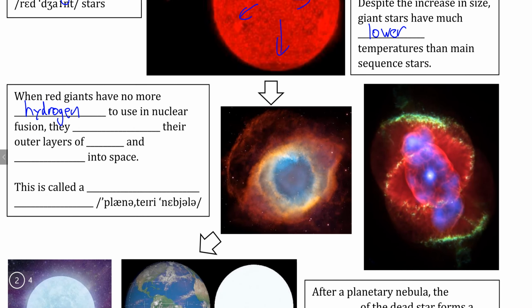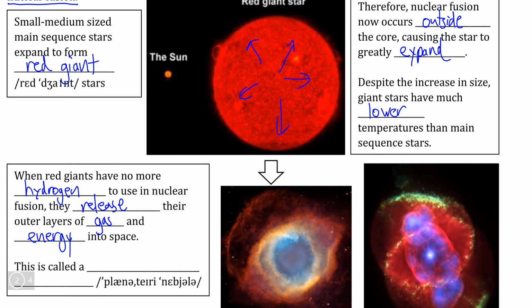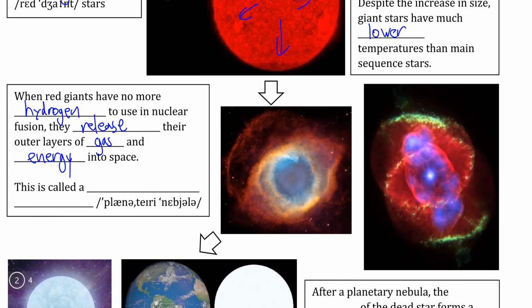When they run out of hydrogen, they release all of the outside layers between the core and the chromosphere into space. So any gas that remains in these outer layers and any of the extra energy that was produced through hydrogen fusion in the body of the star is released into space into these spectacular displays that we see on the right, which are what we call planetary nebulas, or planetary nebula singular.